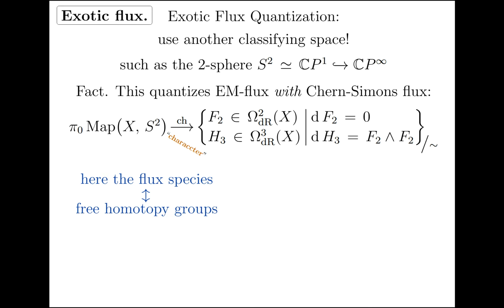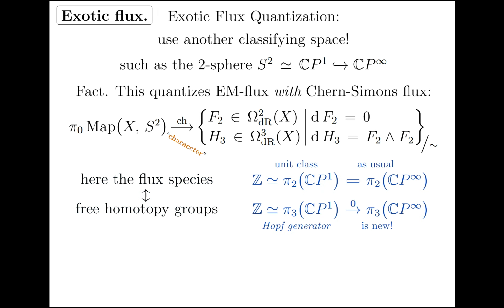So the way this works here, this character map in general, this map that assigns differential form data to maps to a classifying space, is that flux species on the right correspond to the free homotopy groups of the classifying space that is used on the left.